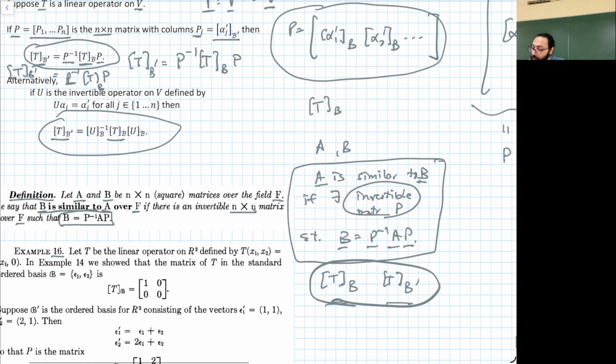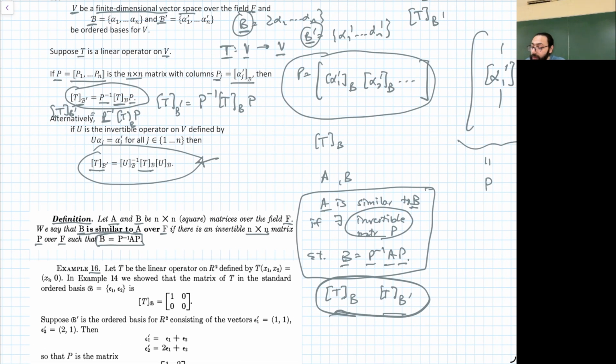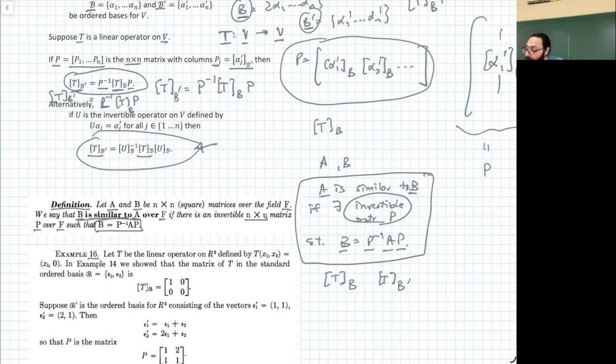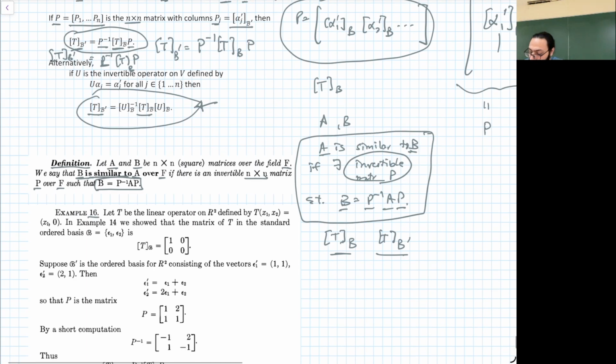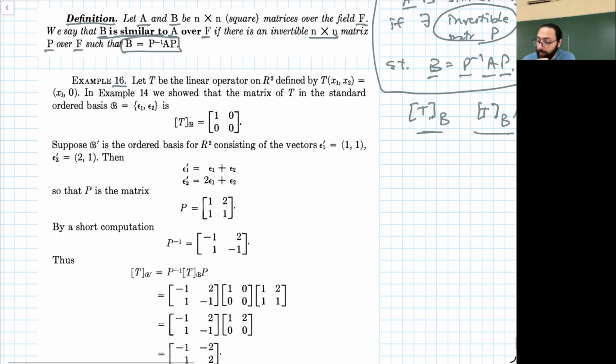Now just for your own understanding, given this, can you say how TB and TB prime are related? Is it clear how they're related? Does it make sense? If this is not clear, ask me. This should be absolutely clear. It's a very simple statement, just making sure you're comfortable with the language being used. All right, let's continue.